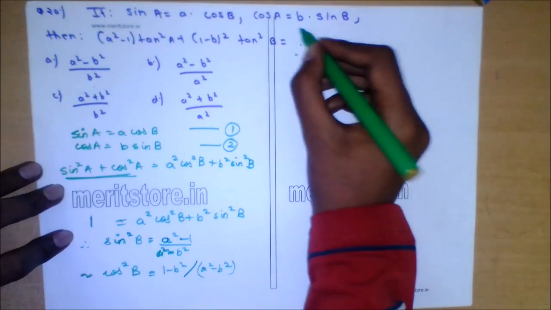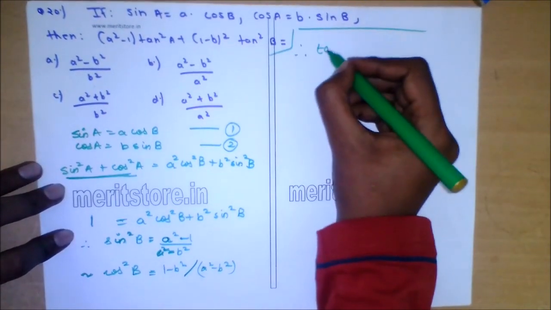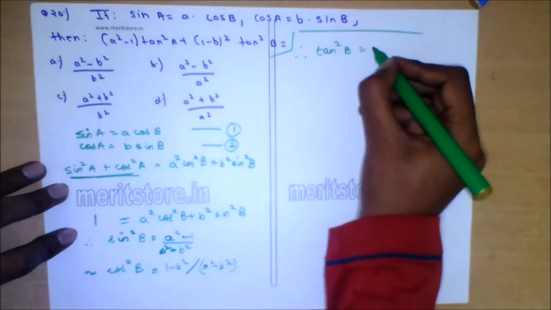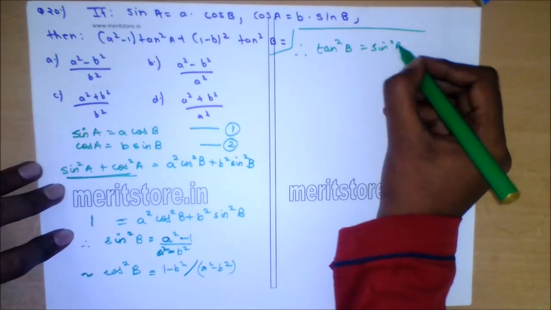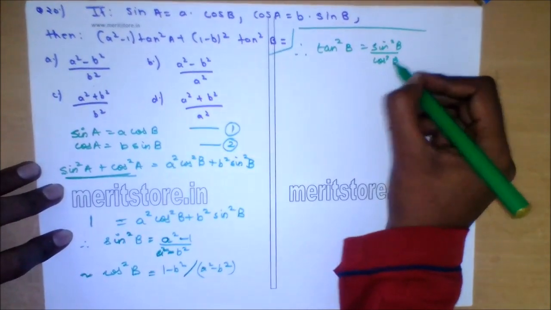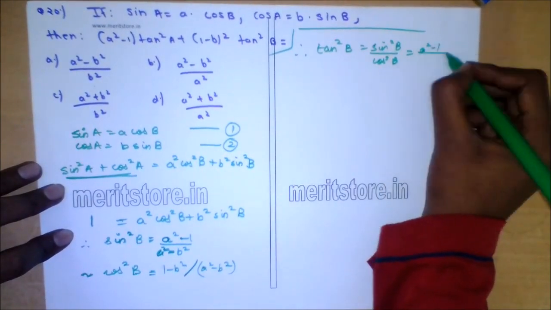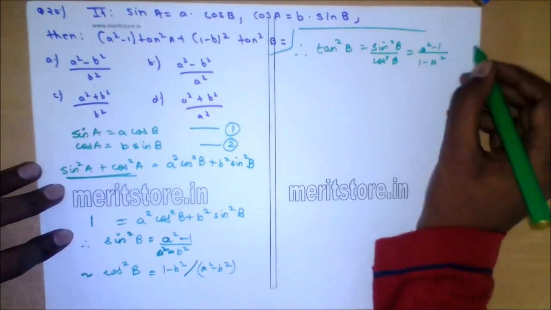So therefore, tan square B is sin square B upon cos square B, that is a square minus 1 upon 1 minus b square.